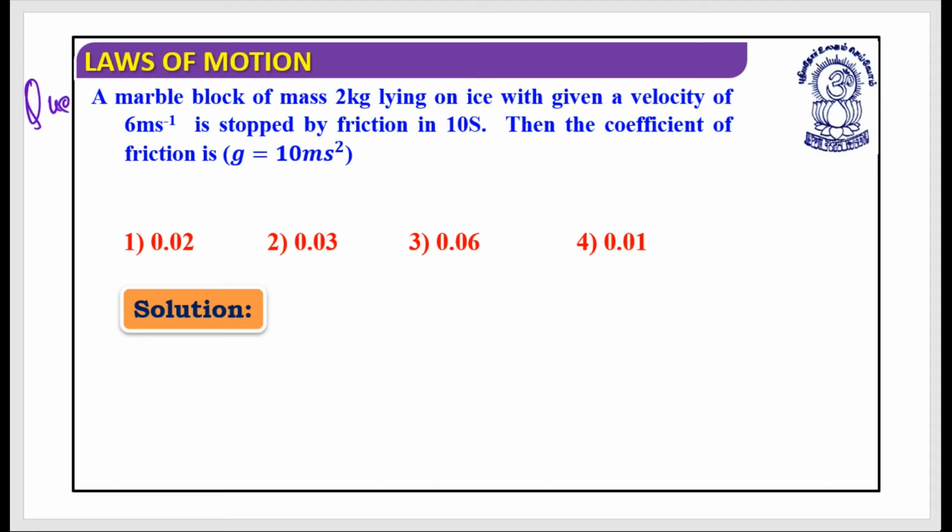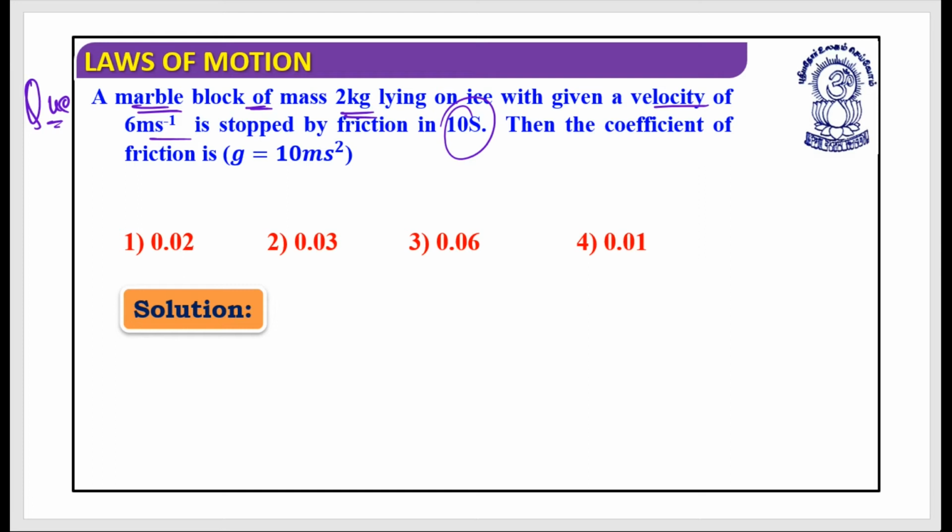It says that a marble block of mass 2 kg lying on ice is given a velocity of 6 meter per second and is stopped by friction in 10 seconds. Then find the coefficient of friction. Now, how could you do this?